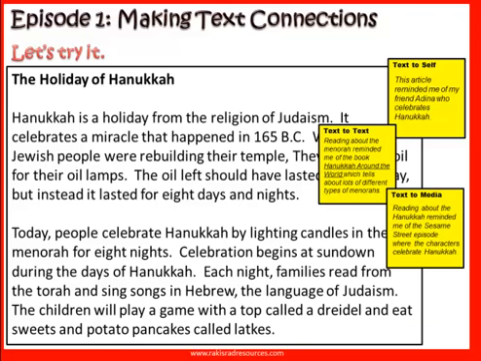For text to media, reading this story about Hanukkah reminded me of a Sesame Street episode that I have watched with my son, where the characters celebrate Hanukkah and they light the menorah and they have latkes.